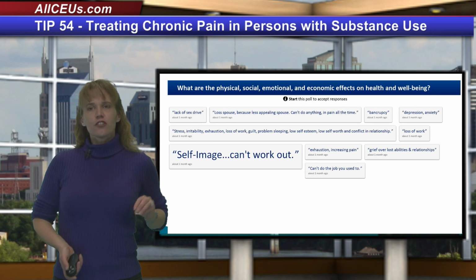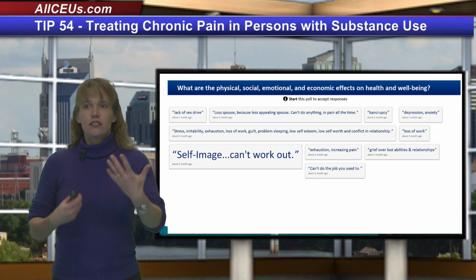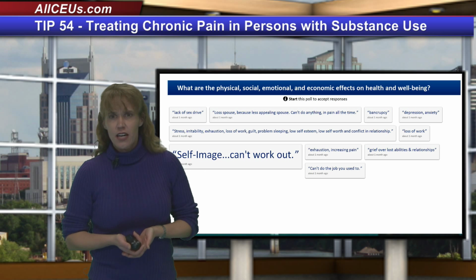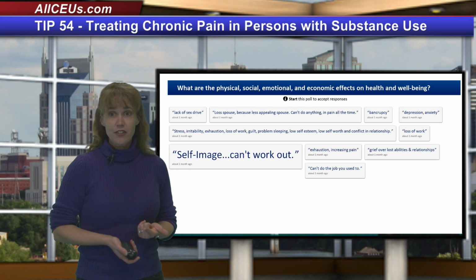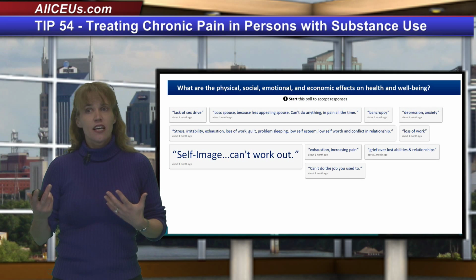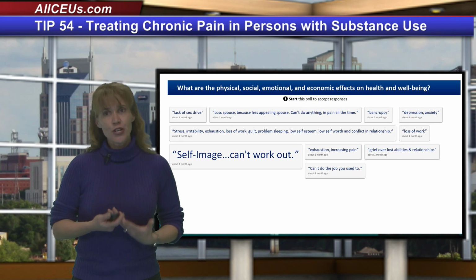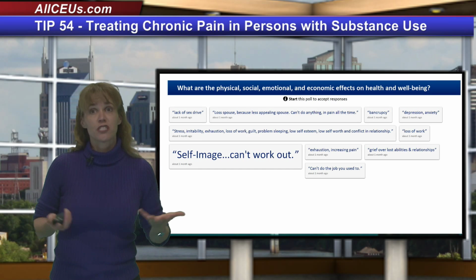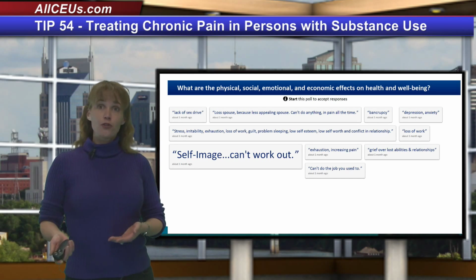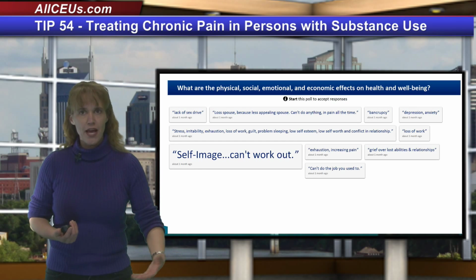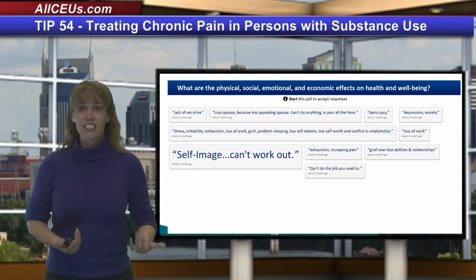Okay, so what are the physical, social, emotional, and economic effects on health and well-being? We already have some answers here. Lack of sex drive, loss of a spouse because they can't do anything, they're in pain all the time. It's really hard on relationships if one spouse becomes completely debilitated. Bankruptcy because of medical bills, or the person in pain not being able to work. Depression and anxiety.